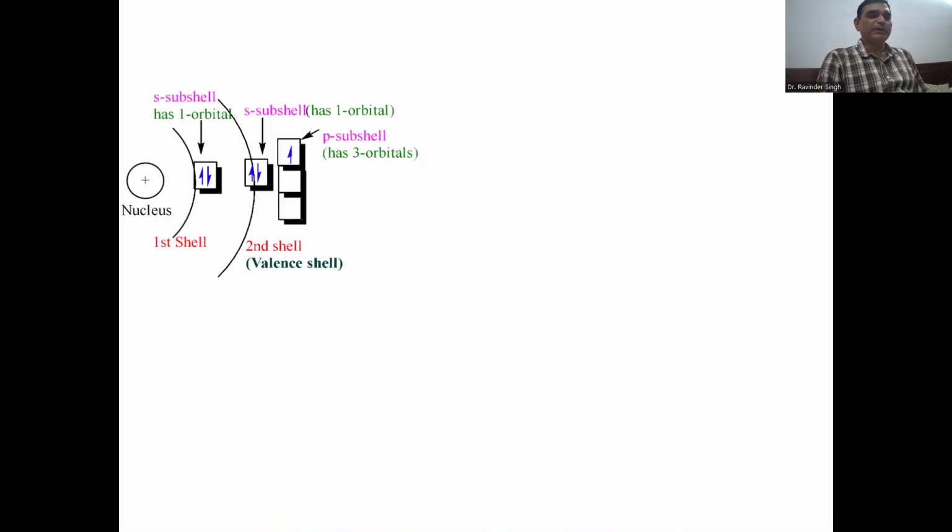So what are the p block elements? P block elements are those elements in which the last electron enters into the p subshell. You can see in that particular diagram.